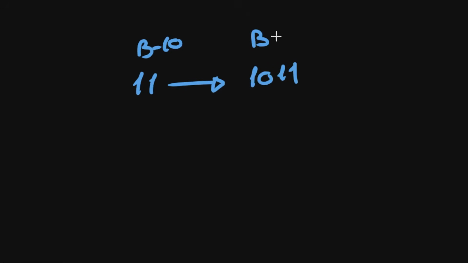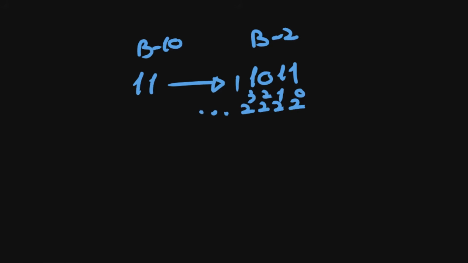Let's say that we have number 11 in base 10. This corresponds to 1011 in base 2. Remember that this position corresponds to 2 to the power of 0, then this position is 2 to the power of 1, the next one is 2 to the power of 2, then we have 2 to the power of 3, and so on.